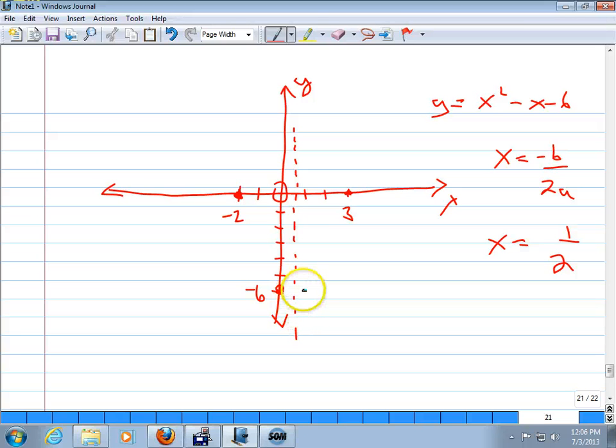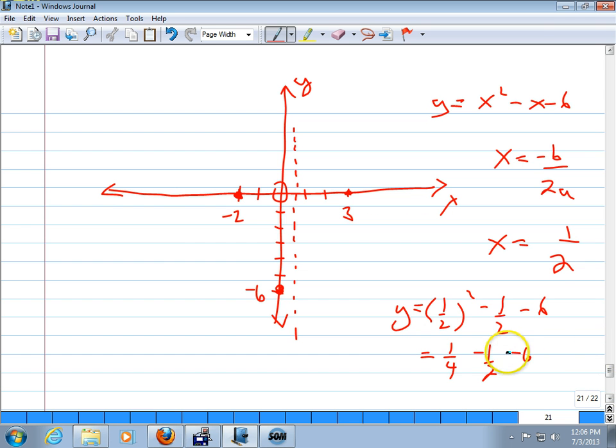You don't need a calculator for this. You're going to take the 1/2, the x value here, and figure out the y value here. I want to know that point, right? So take the 1/2 and do what with it? Oh, plug it into here. So y is going to be 1/2 squared minus 1/2 minus 6. What's 1/2 squared? 1/4. What's 1/4 minus 1/2? Negative 1/4.